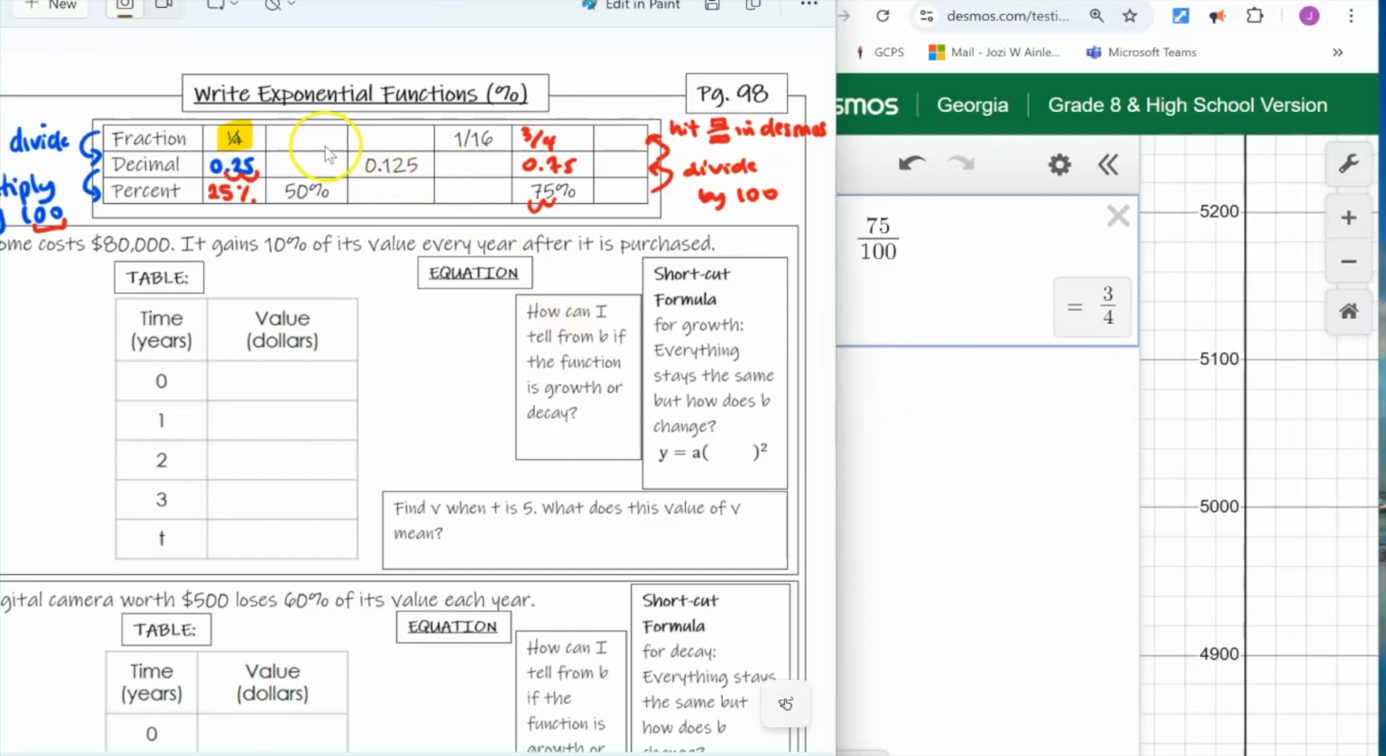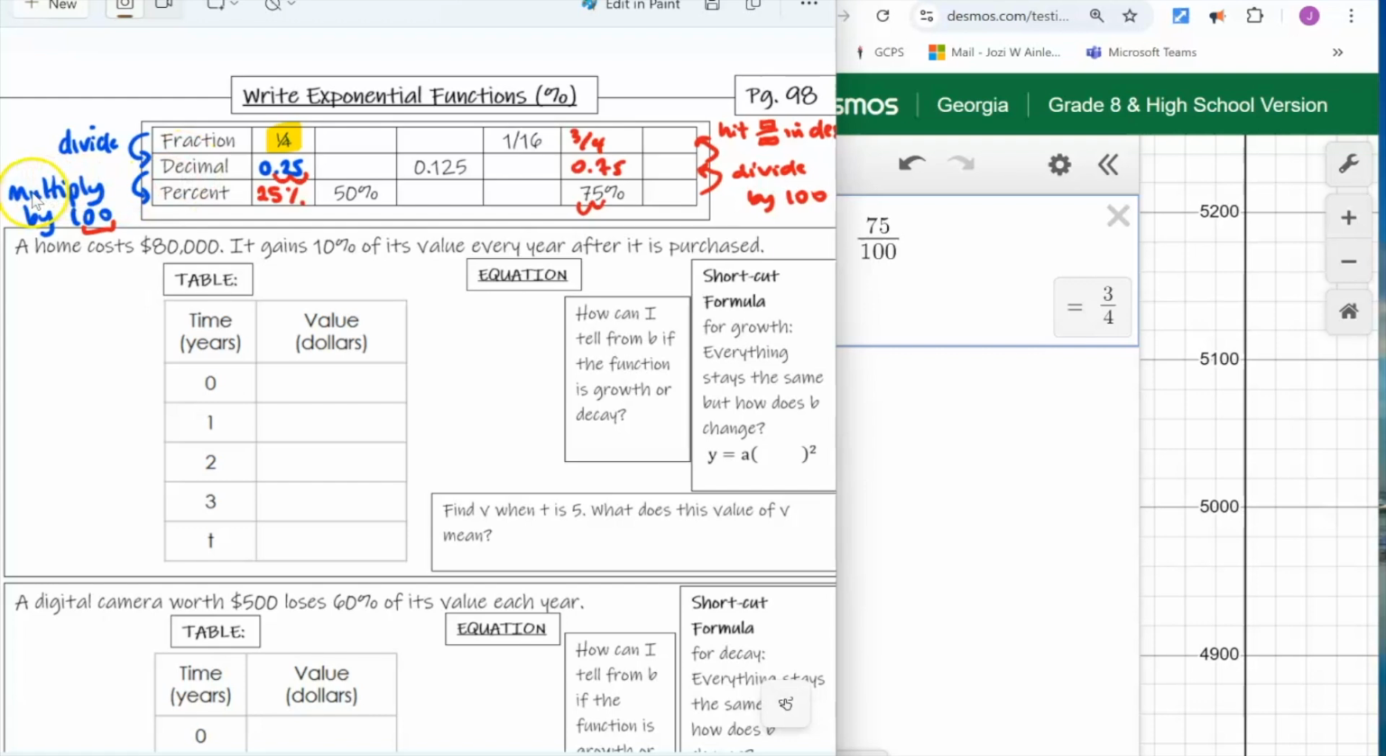Okay. Now I want you to go ahead and fill, well, I'll do one more. Let's say I'm giving this one in the middle. I'm giving a decimal. Well, how do I make it a percent? So if I want to go from decimal to percent, what do I do? Multiply by 100. So again, multiply by 100, 12.5. Again, use the calculator if you need it. So this one is 12.5%.